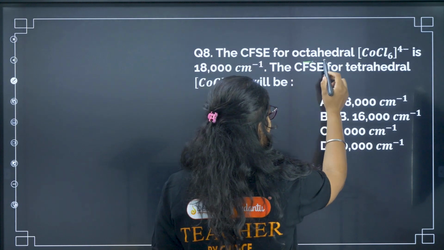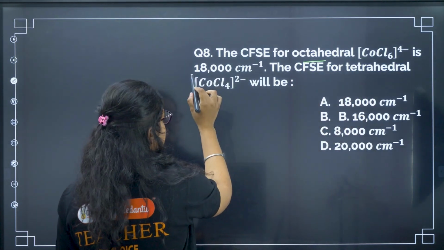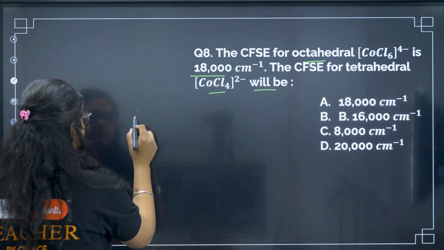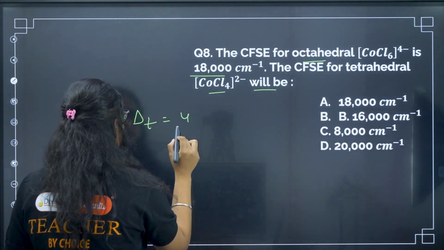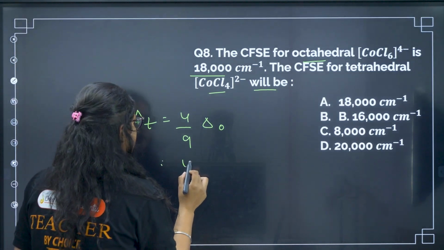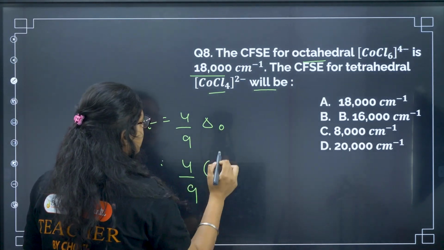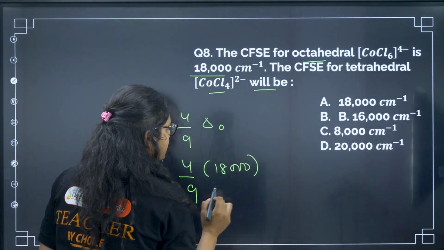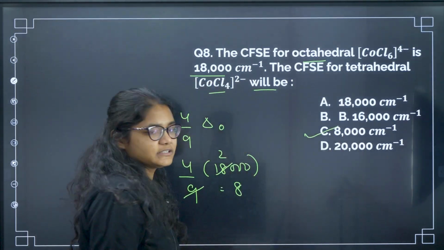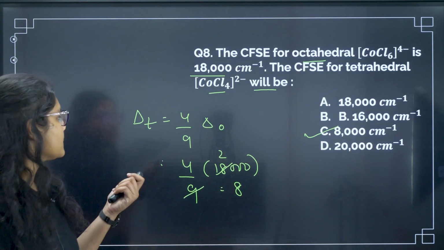The CFSE for octahedral CoCl6 is 18,000. The CFSE of tetrahedral will be. So this one you have to know, delta T is equal to 4 by 9 of delta O in CFSE, right? So if I put this value, 4 by 9 of delta O is 18,000, right? So we will get around 8,000. So the correct answer for this question will be option number C.